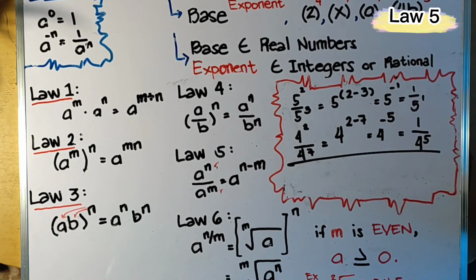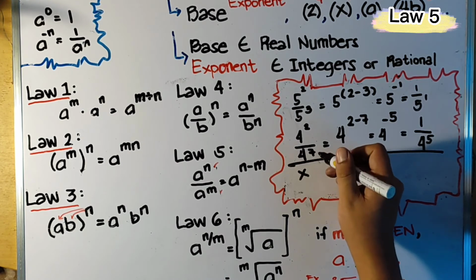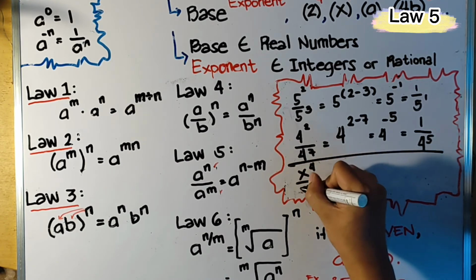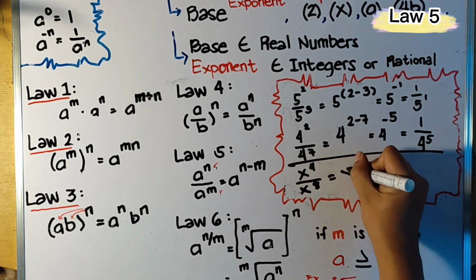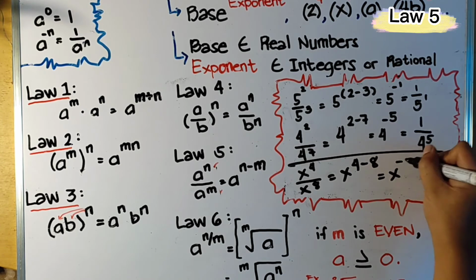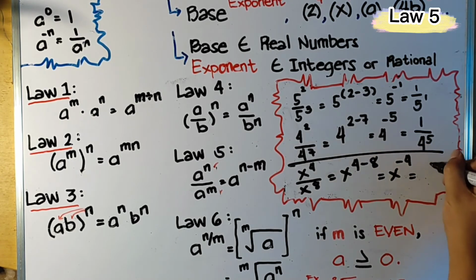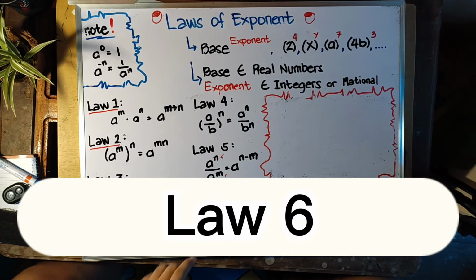Same as well with the indeterminates. Say for example, x raised to 4 over x raised to, let's say, 8. Again, x raised to 4 minus 8. X raised to negative 4. Magiging 1 over x squared pag naka-raise to a negative exponent. And lastly, we're down to our final example, or to our final law.